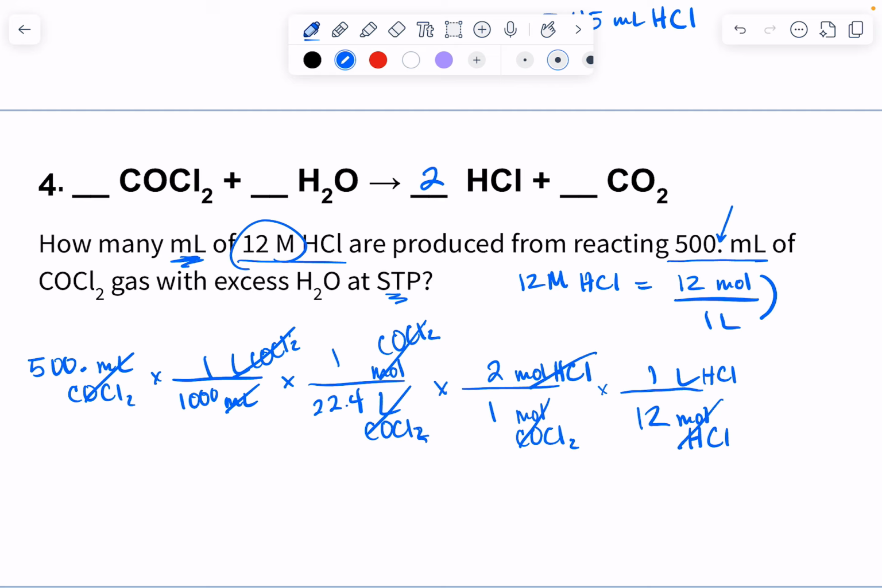The moles of hydrochloric acid cross out, and if I stopped here, I'd be with liters of hydrochloric acid, but I'm being asked to find milliliters, so my very last step is just going to be going from liters to milliliters, which is 1,000 to 1. So overall, we should get 3.72 milliliters of hydrochloric acid. So hopefully this makes sense. Molarity is just an extra conversion factor that you have to use in stoichiometry. It's still the same steps that we've been using the whole time.